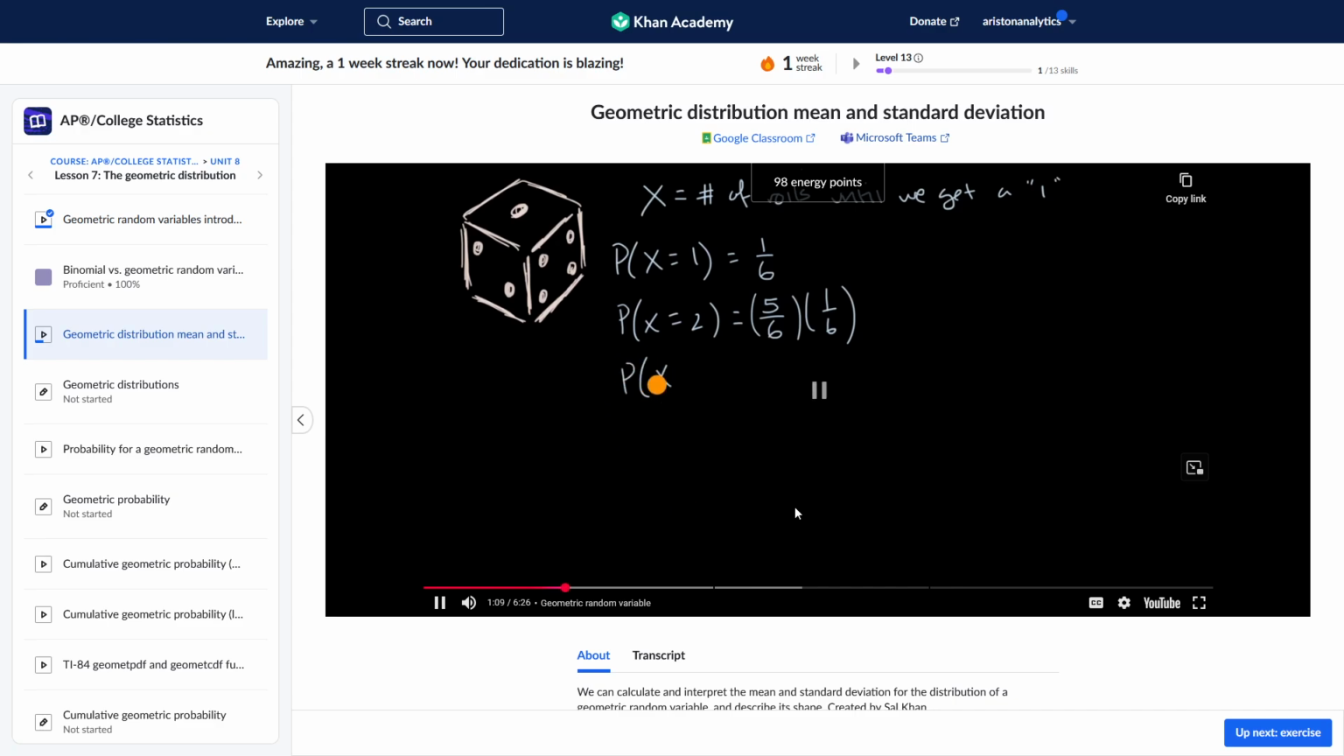What's the probability that x is equal to 3? Pause the video and think about that. Yeah, 5/6, 5/6, 1/6. Well, that means we miss on the first two, so we have a 5/6 chance of getting something other than a 1 each time. The trials are independent, and we're dealing with a geometric random variable.